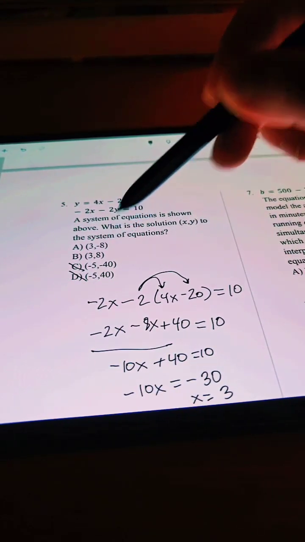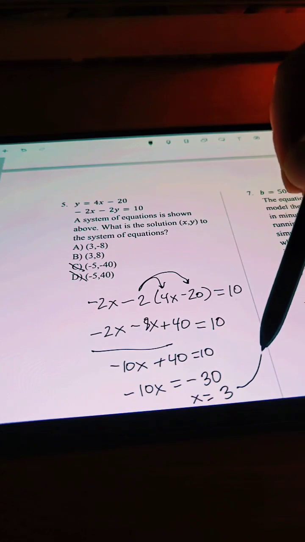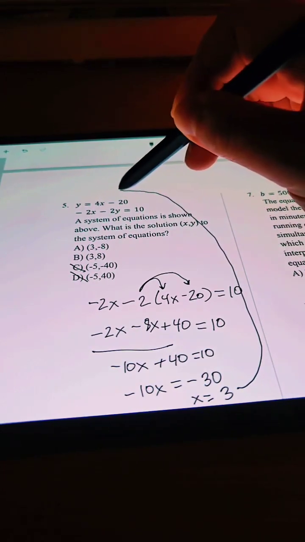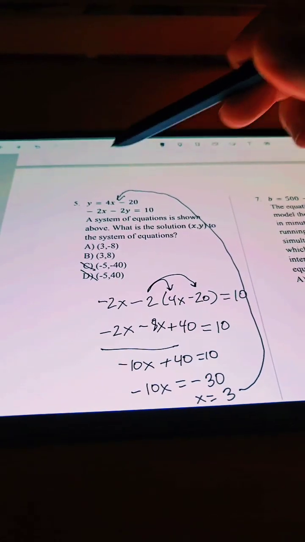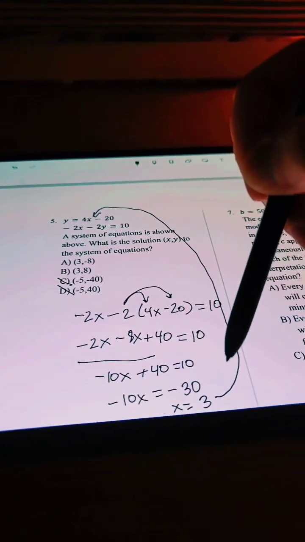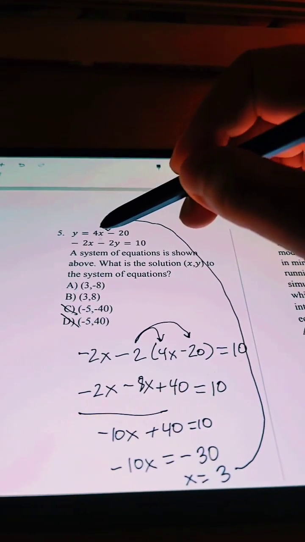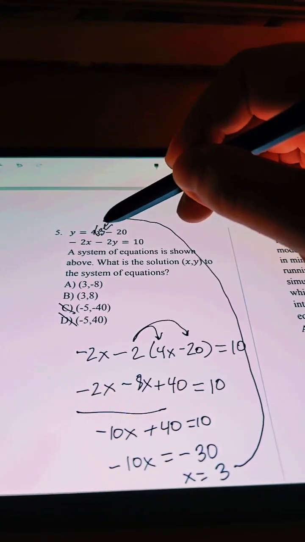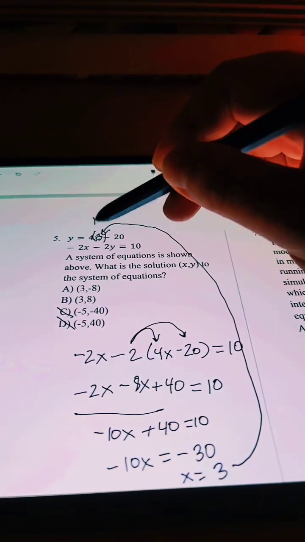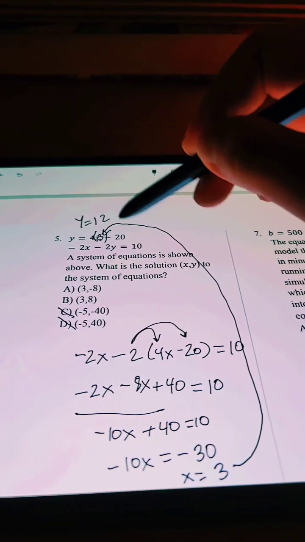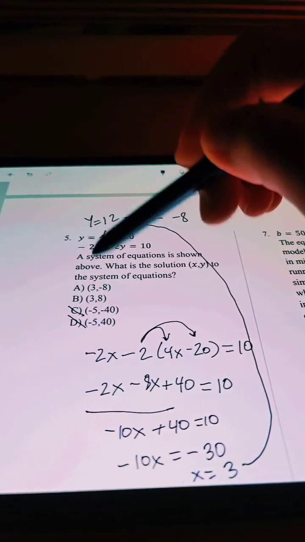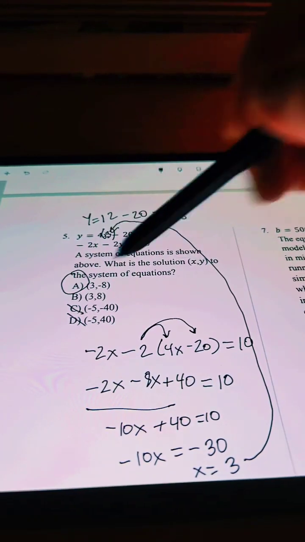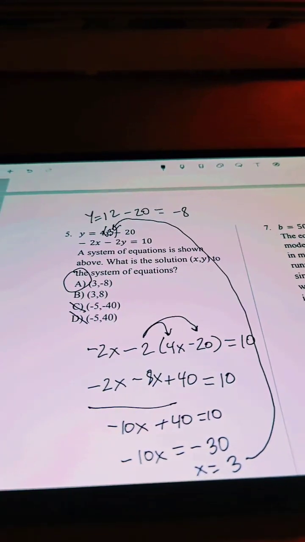But we need to know what y is. So all you have to do now is plug in this for x and find y. And you could use either equation to do that, but it's probably easiest to just use the one where y is already isolated. So I'm going to just do that and plug in 3 for my x value right here. So it's going to be 4 times 3, which is going to be 12. Y is equal to 4 times 3, which is 12, minus 20, which equals negative 8. So negative 8 would be my y value, so it's 3 comma negative 8.